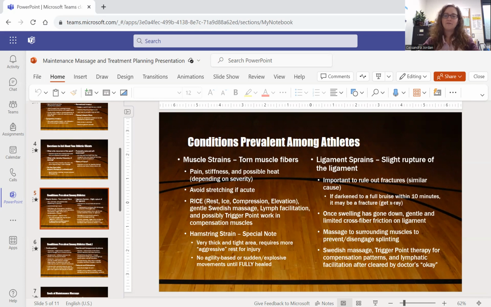Sorry, after the doctor has said that it's okay. Then it's good. We can do all of these things once that swelling is down. With a ligament sprain, once the swelling is down, we do not ice. It needs the extra blood flow.